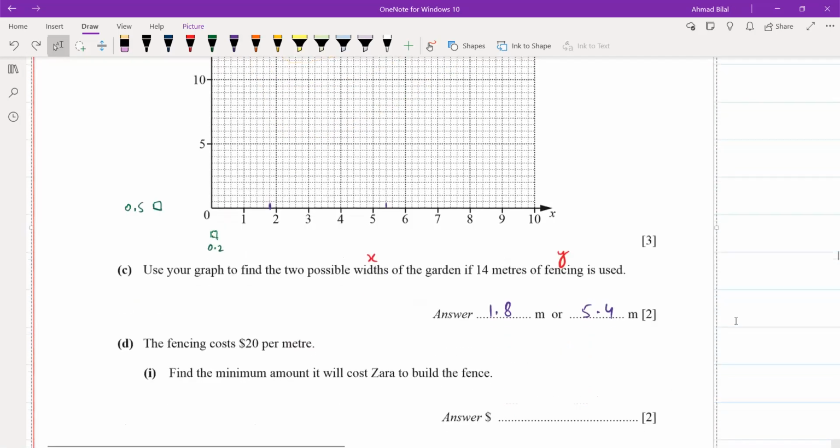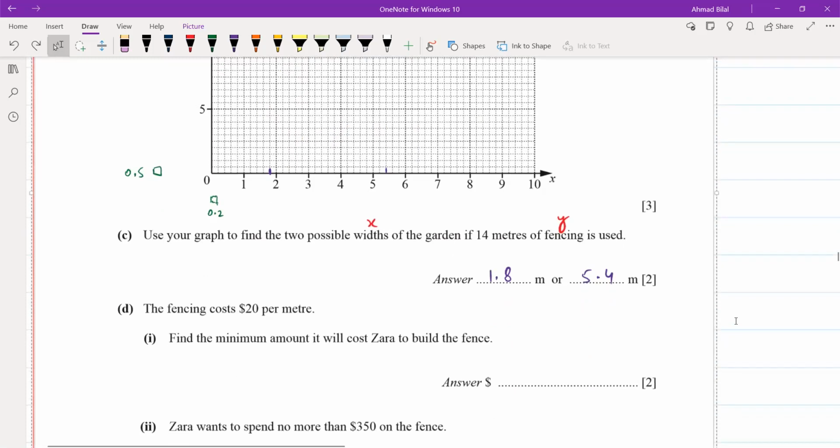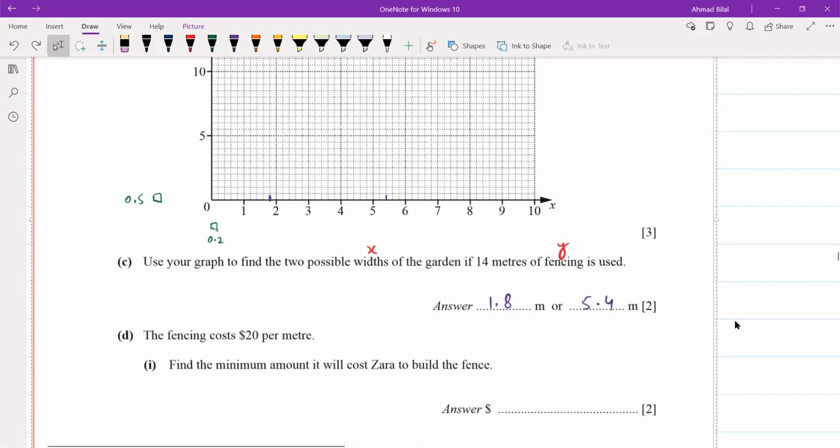So then it says the fencing costs $20 per meter. Find the minimum amount it will cost Zara to build the fence. Okay. Now, minimum amount it will cost Zara to build the fence. Let's see, $20 per meter.